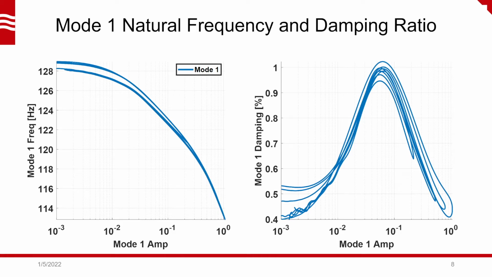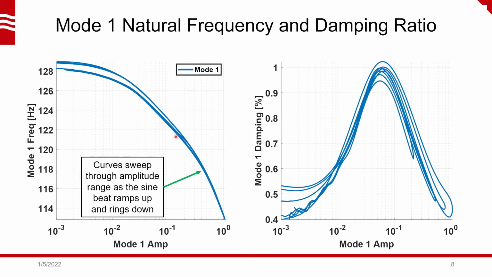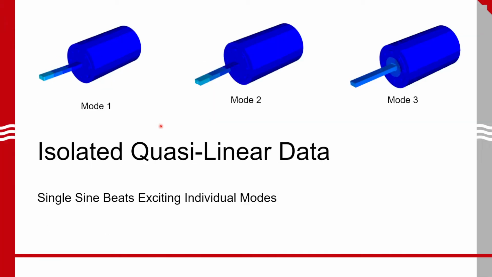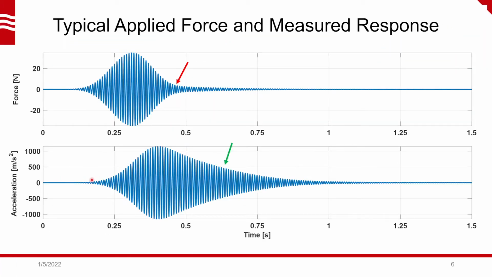So for the first mode, for each experiment, I have different force amplitudes. What's here is an overlay of a bunch of different tests done at different force amplitudes, and they overlay, so that's good, which shows a consistency between the nonlinearity observed in each test. And then they sweep up in amplitude and then back down, because as it's going through the sine beat, it initially increases in amplitude and then rings out.